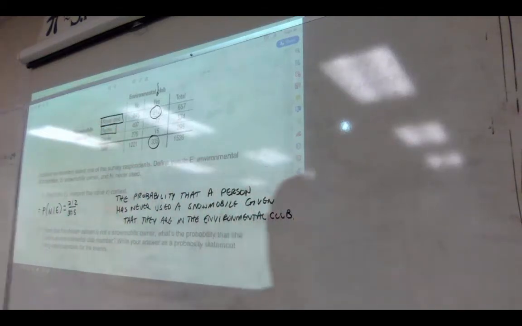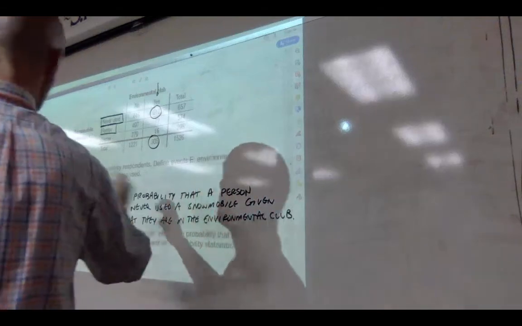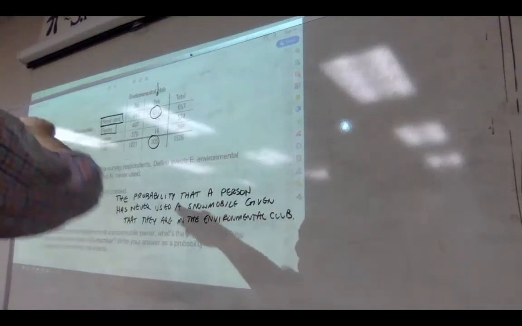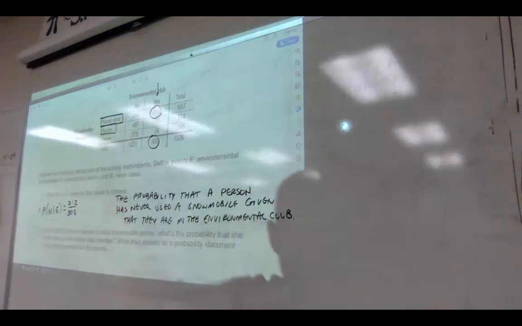Oh, dang it. Could they own one and have never used it? Possible. I think what they mean is this. Given that the person is not a snowmobile owner, where do I get the two totals that are going to go on the bottom? You can subtract them from 1,229. Do a complementary of S.